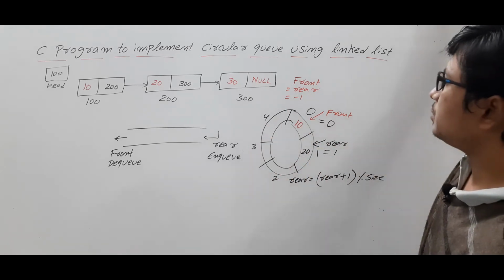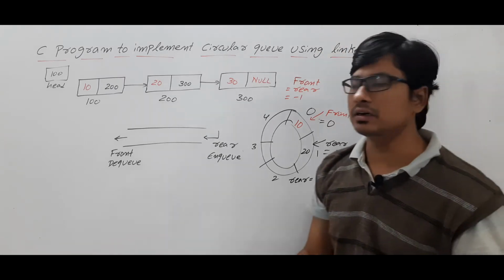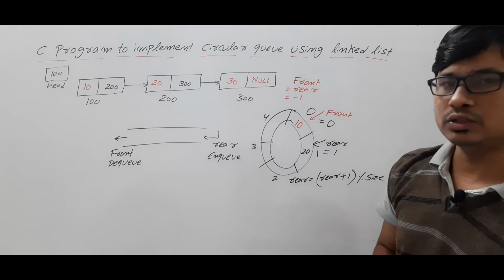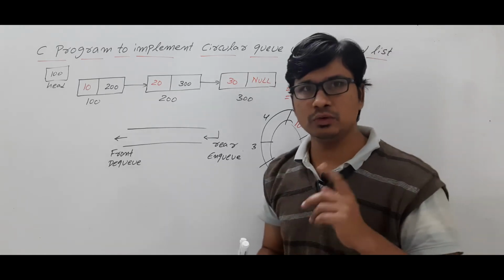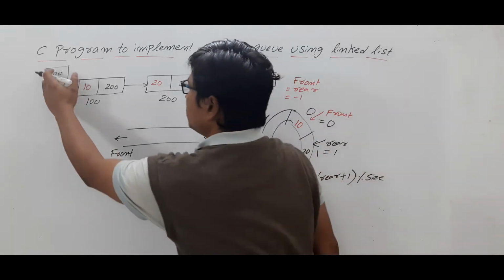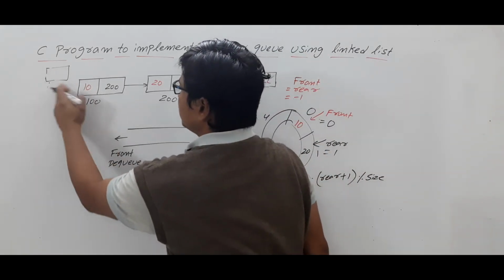Now I want to implement the circular queue using the linked list. Now what should I have? I need two pointers, one is the front and the other is the rear. So front will always be pointing to the first node.